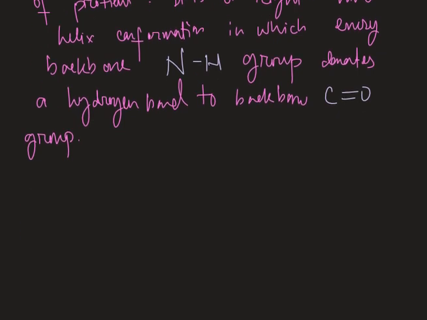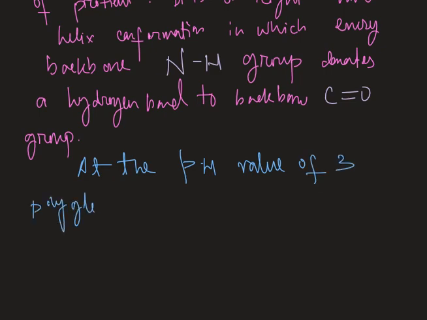And at the pH value of 3, polyglu in an aqueous solution forms alpha helical structure.